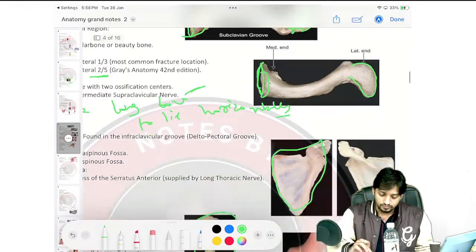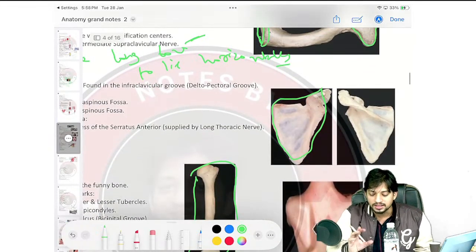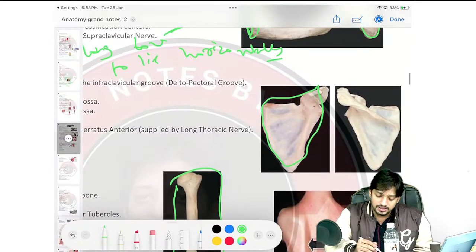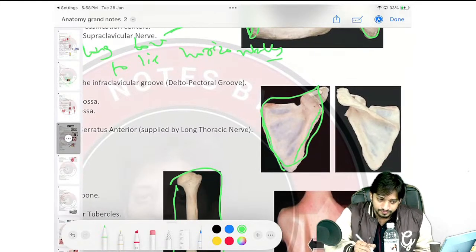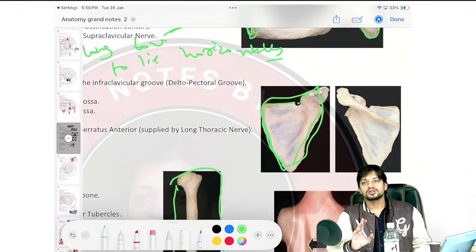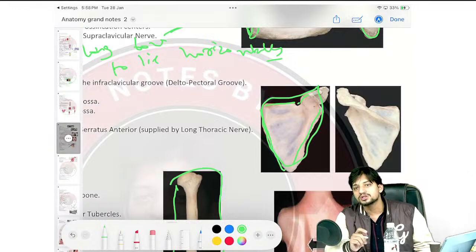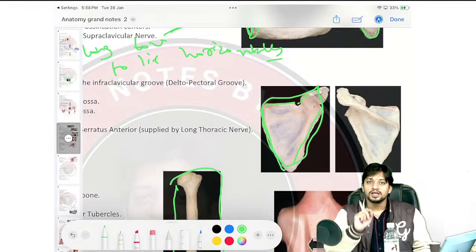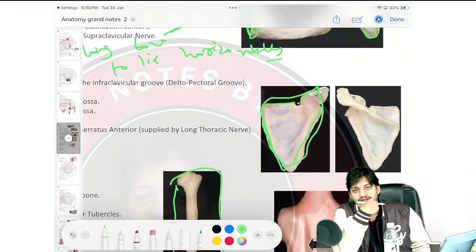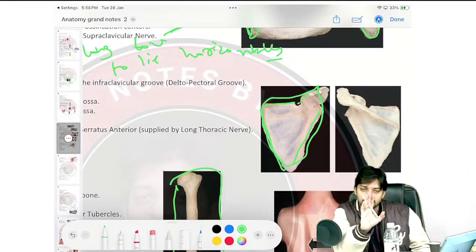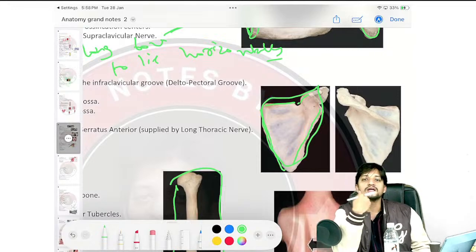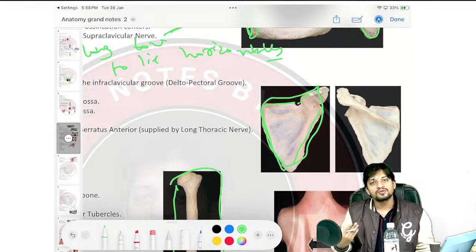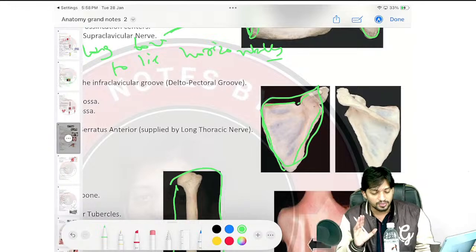Now, coming to another bone, the scapula. It is a triangle shaped bone. It has two processes, the acromion process and the coracoid process. In the scapula, they will ask you two questions. The very first thing, they can ask you to identify whether it is the ventral aspect or the dorsal aspect of the scapula. How do you know? A very simple technique.